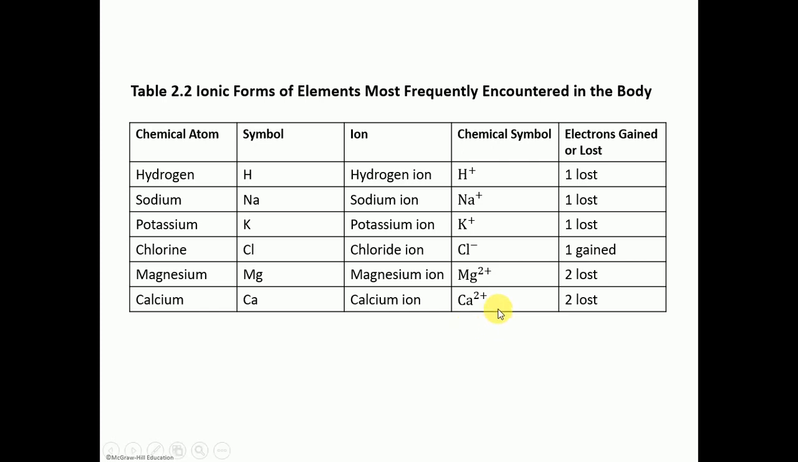But what you do want to know is, how is this negatively charged? Because it gained an extra electron. What about this calcium? How is it positively charged? It's two positively charged because it lost 2 electrons. So you want to understand what these different symbols mean.